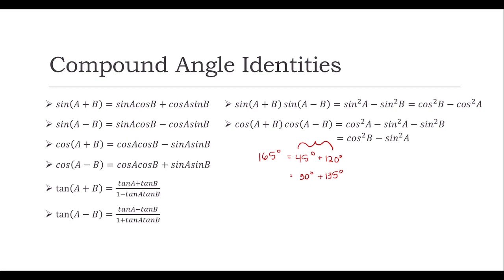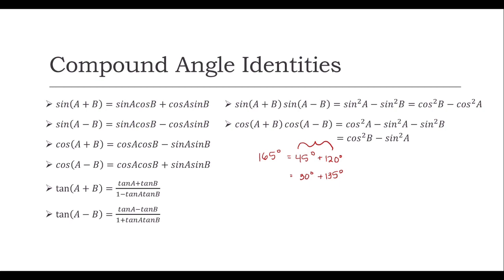So our sine of a plus b equals our sine of a times our cosine of b plus our cosine of a times our sine of b. Sine of a minus b equals sine of a times cosine b minus cosine of a times sine of b. Cosine of a plus b equals cosine of a times cosine of b minus sine of a times sine of b. Cosine of a minus b equals cosine of a times cosine of b plus sine of a times sine of b.